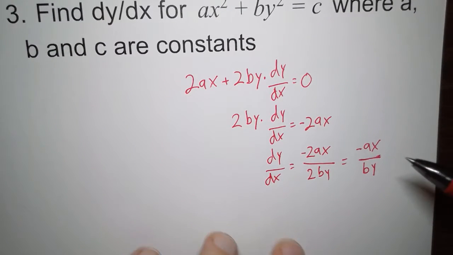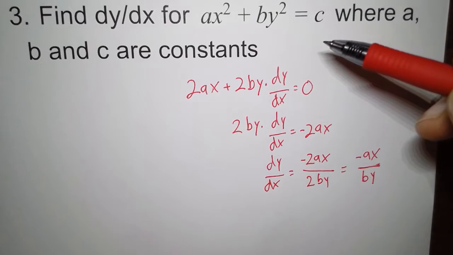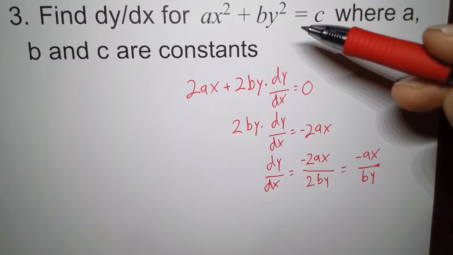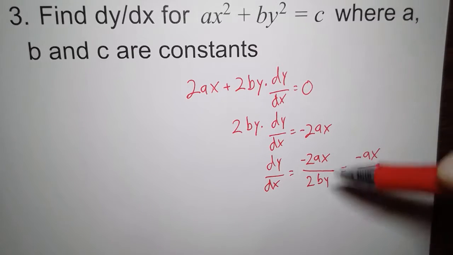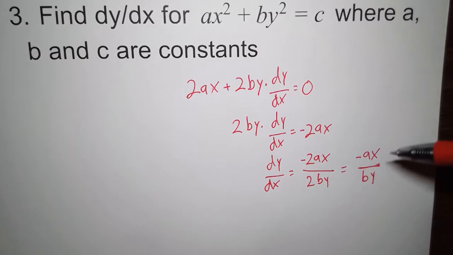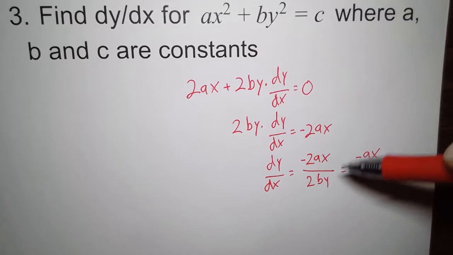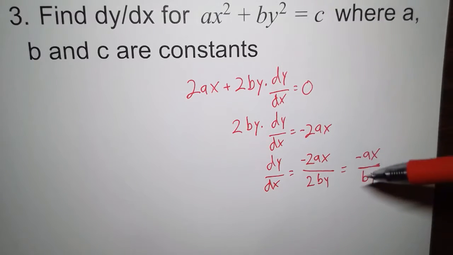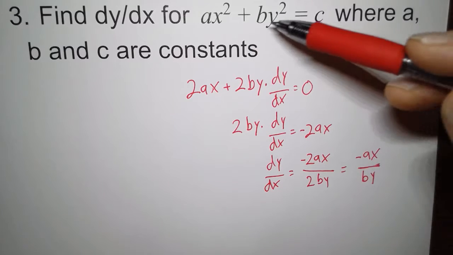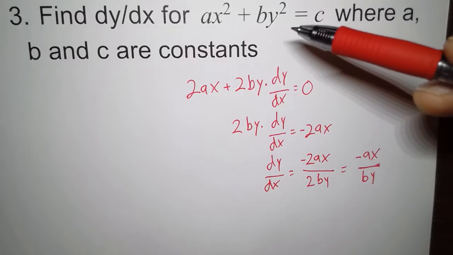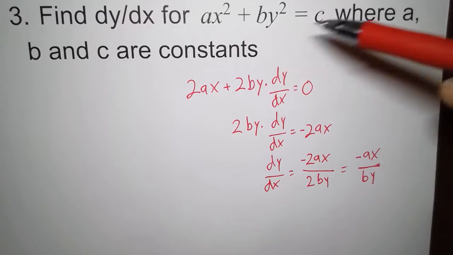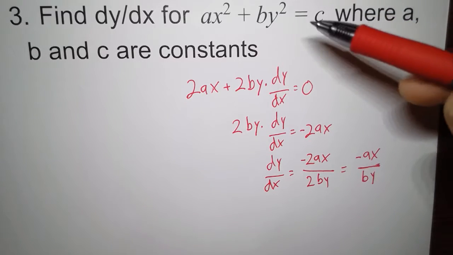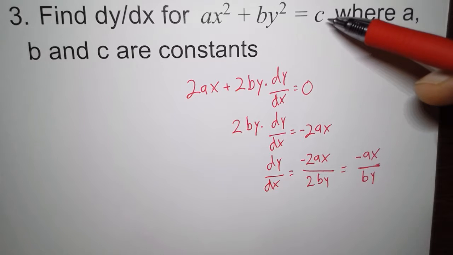Now this follows the example of problems 1 and 2, but this is a generalized solution. Anytime you have a circle or an ellipse, the slope at any point is going to be based on this rule right here, where we plug in the x and y coordinates and we take the constants a and b into consideration. Interestingly enough, the value of c, which determines how big the circle or the ellipse is, doesn't enter into this.